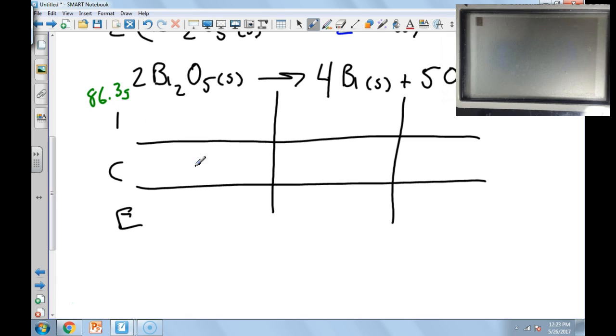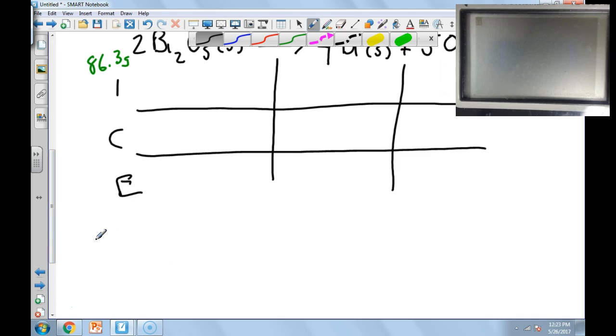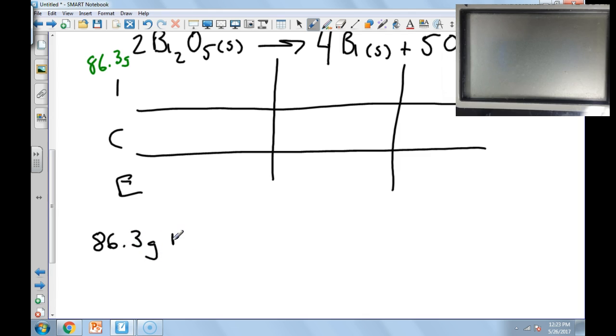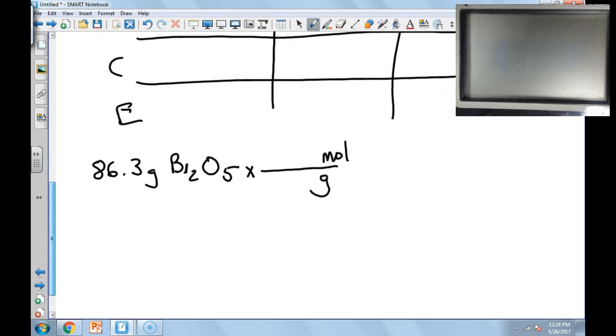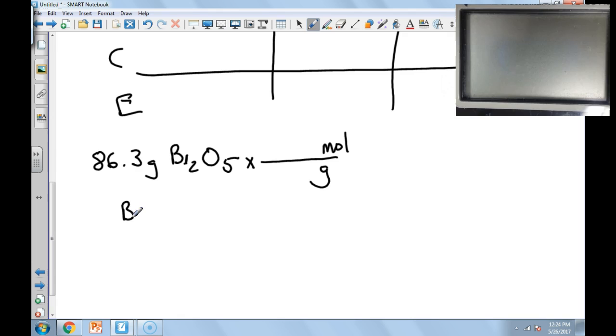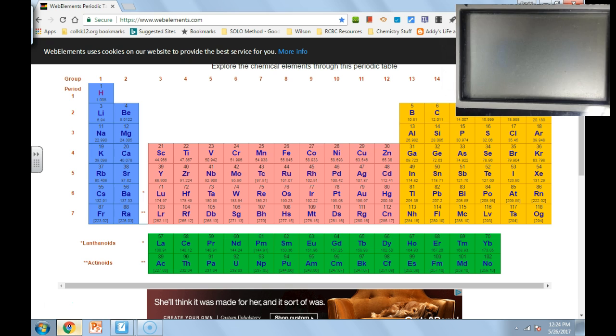The units of numbers in ICE charts are moles. So we have to take this grams and convert it to moles, and we are going to do that by using the molar mass. So 86.3 grams of Bi2O5. And notice I'm not using the coefficient when I do this. The coefficient is for converting moles of one thing to moles of another thing, not for molar mass. So I'm going to get rid of grams and convert to moles, but I actually need to calculate the molar mass here.